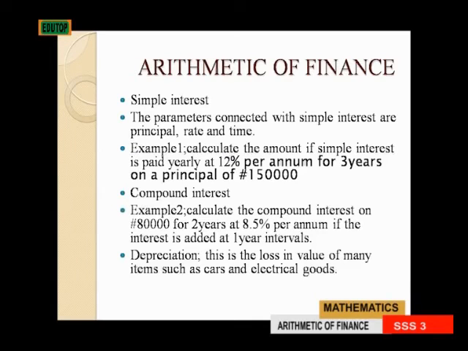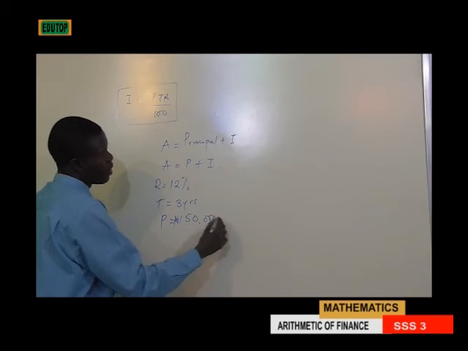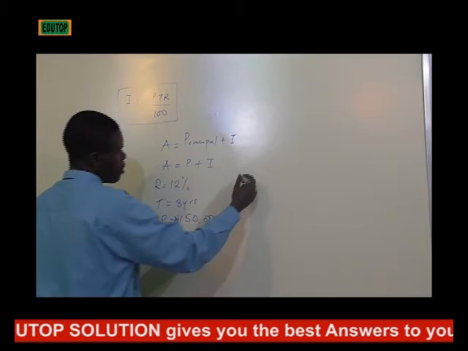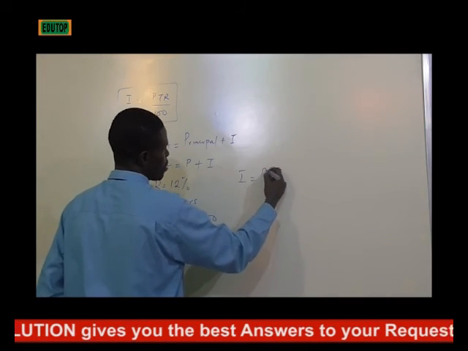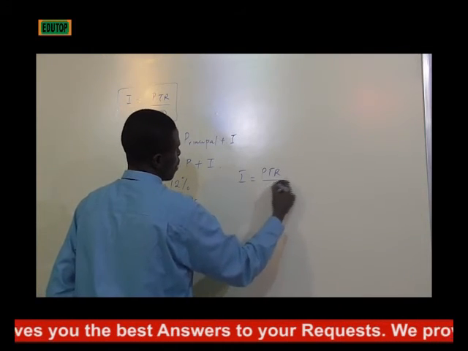If the simple interest is paid yearly at the rate given to us to be 12%, then we have the time, which is 3 years. The principal is also given to be 150,000 naira. So that means we have to employ this formula, which is interest equals PTR over 100.